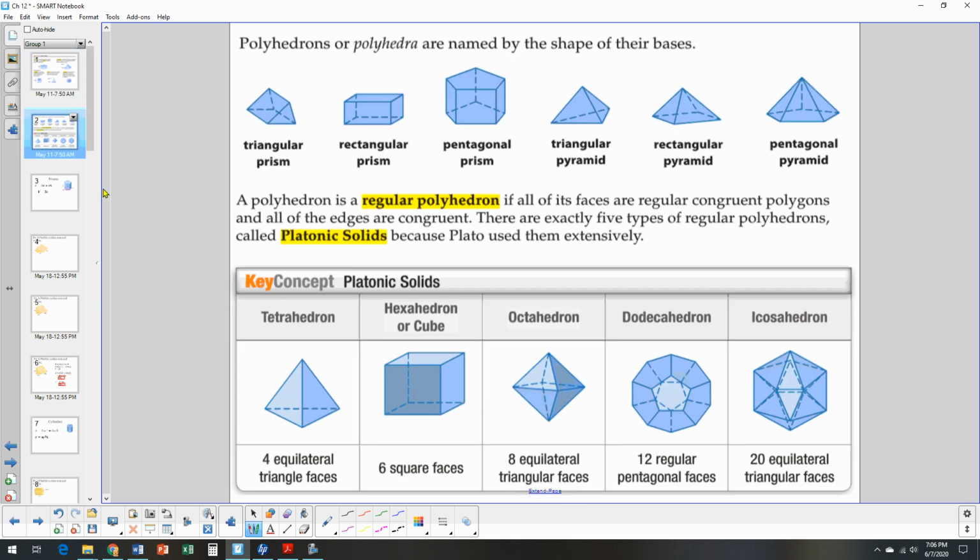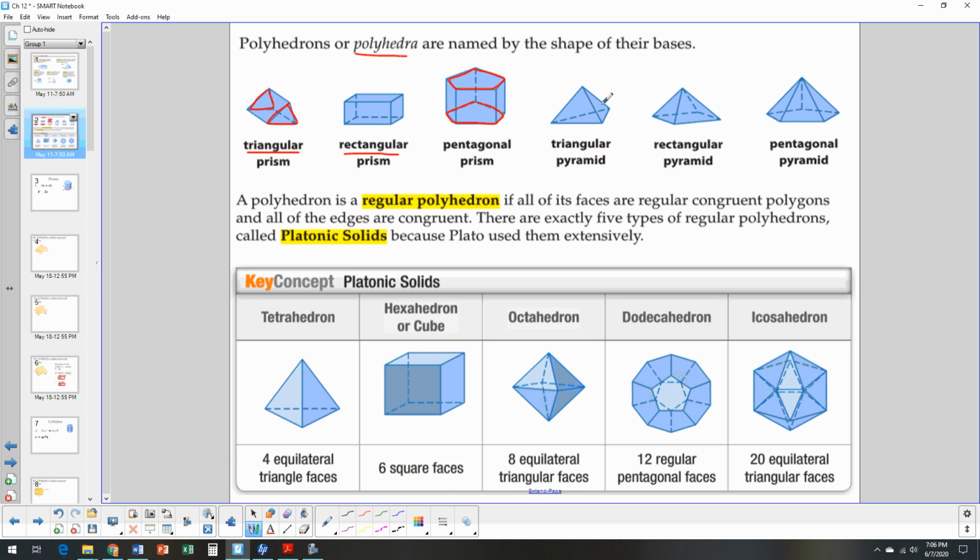We name polyhedrons or polyhedra by the shape of the base. So if I have two triangles in the picture and the rest are rectangles, that's a triangular prism. If every single face in the picture is a rectangle, it's a rectangular prism. If I have two pentagons, that's a pentagonal prism, right? You understand here? Naming it by whatever shape the base is.